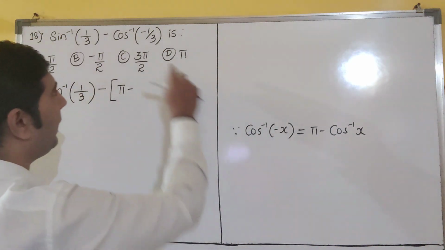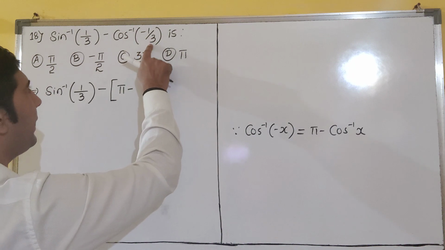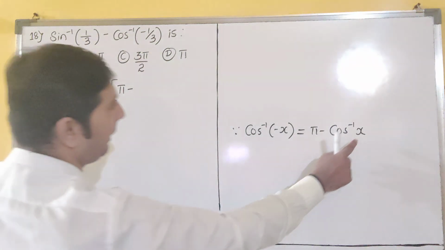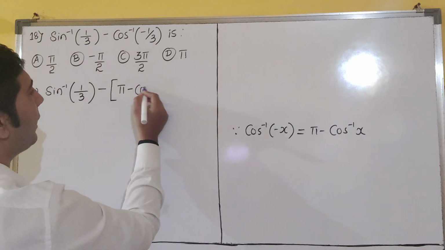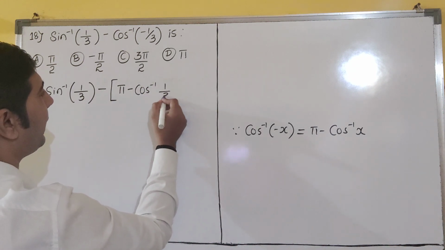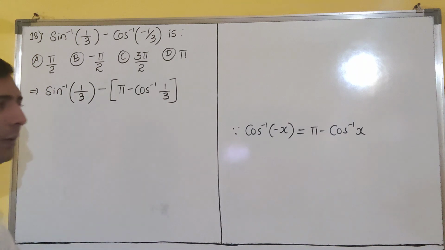Minus x means minus 1 by 3. X is 1 by 3, children. So minus x means minus 1 by 3. So cos inverse 1 by 3 we will get. Understood? Clear?